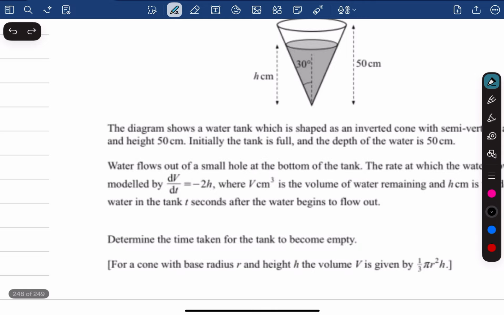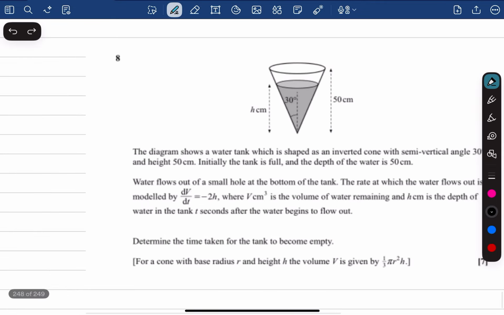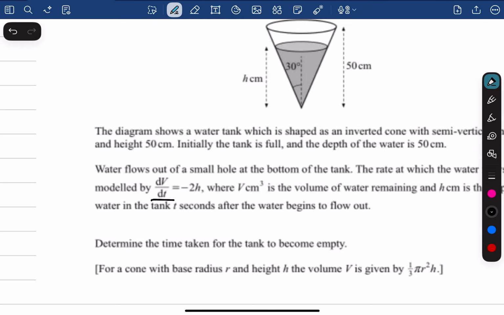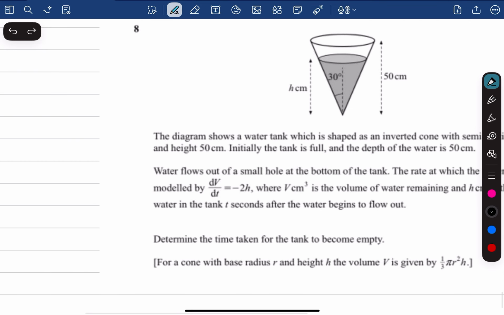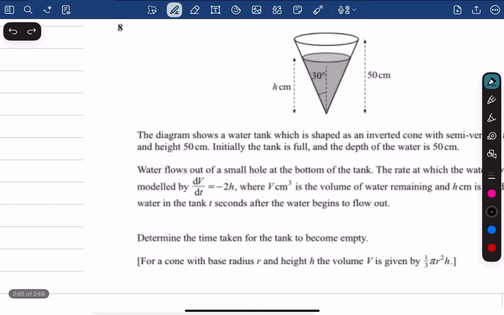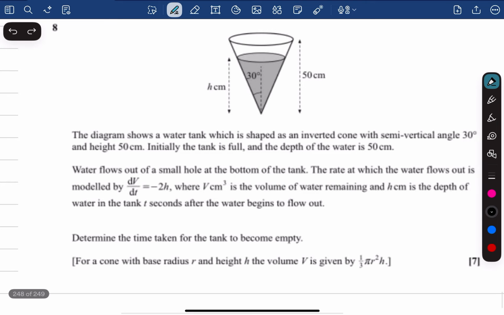In terms of the question itself, it says determine the time taken for the tank to become empty. Now, if we work with this dV/dt, you'll notice that we can't replace this h with t. It just won't work because we don't have enough information in the question. So that is out of the picture. But there is another way, and that is to use dh/dt as well. Because if h, the height of the water, becomes 0, then of course the tank is empty, which is answering the question.